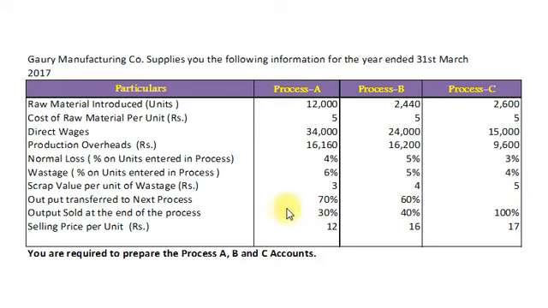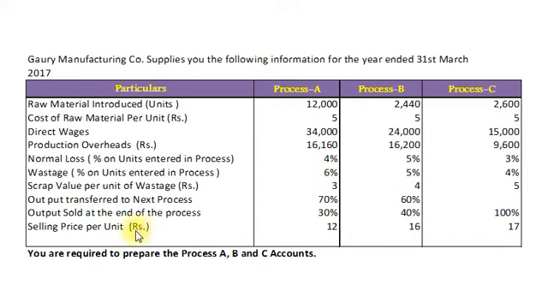Output transferred to the next process: 70% of process A, 60% of process B, and output sold at the end of the process: 30% in process A, 40% in process B and 100% in process C. Selling price per unit: rupees 12 in process A, rupees 16 in process B and rupees 17 in process C. From the above information, we are to prepare process A, B and C accounts.